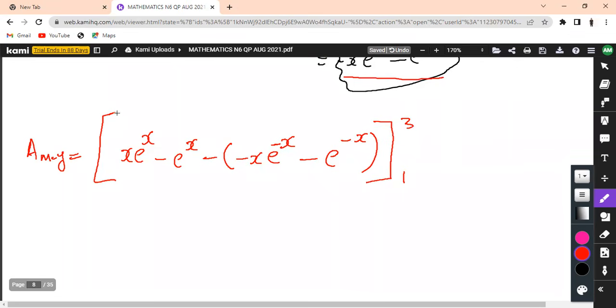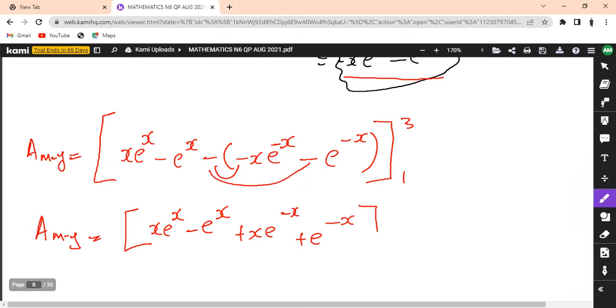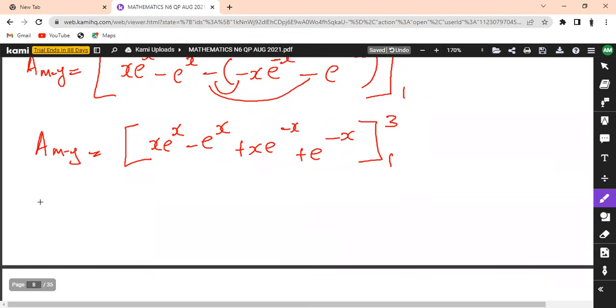So we can at least expand these brackets and simplify further. If there are like terms, we can collect like terms if possible. So that will be, in this case, x e to the exponent of x minus e to the exponent of x. Minus and minus, that's a plus, x e to the exponent of minus x, minus and minus, which is a plus, e to the exponent of minus x. As we can see, we do not have like terms, so we are just going to substitute our values, which is the maximum value minus the minimum value.